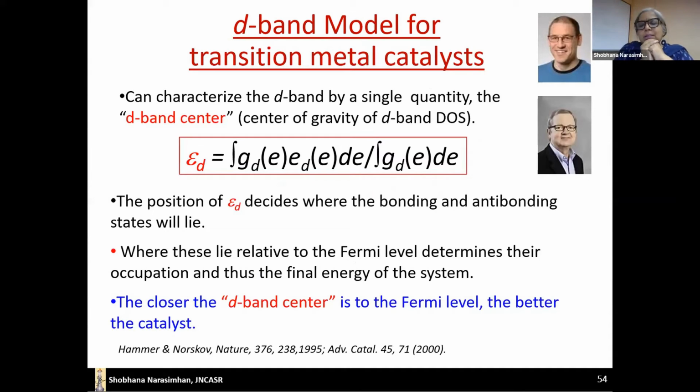But these two gentlemen, Jens Norskov and Björk Hammer, define something called the D-band center. That is, you look at the density of states of the D band of the transition metal. So you don't have to calculate the activation barrier. You don't have to calculate the reaction pathway, anything. You just look at the transition metal catalyst, look at its density of states, and calculate the center of gravity of where the D band is. And what they said was, the closer the D-band center is to the Fermi level, the better the catalyst.